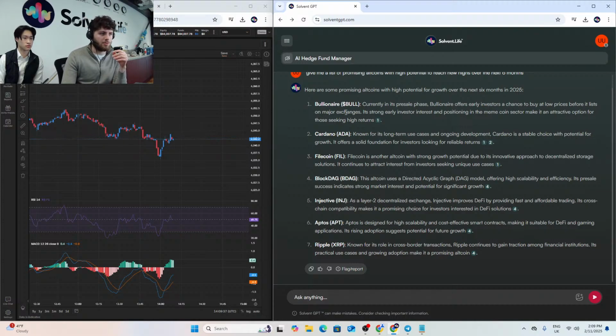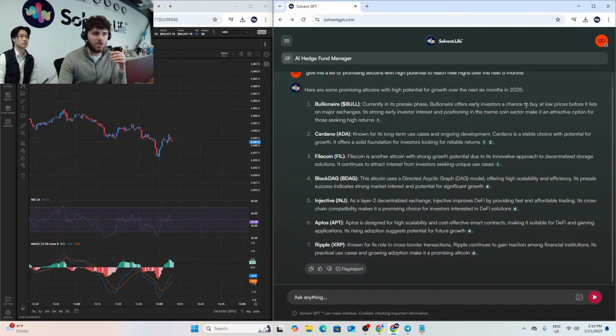So what we'll do first, we'll go through the pre-sale altcoins, then we'll get into the bigger coins that we've been recommended. What I'm not saying is, the bigger coins have less potential for growth compared to the riskier pre-sale coins. However, we'll just go through the pre-sale ones first and touch on what each of them are doing. So we have Billionaire currently in a pre-sale phase. It's offering investors a chance to buy at low prices before it lists on major exchanges.